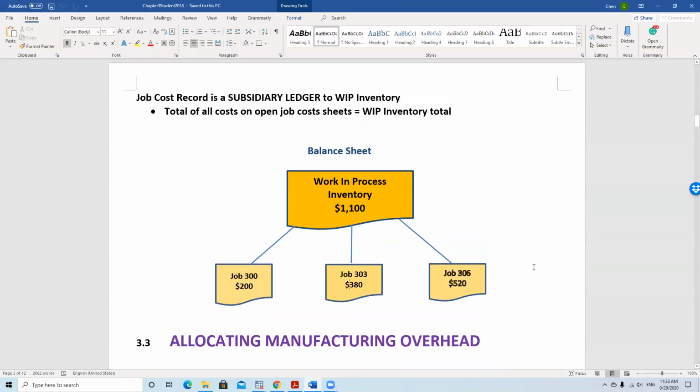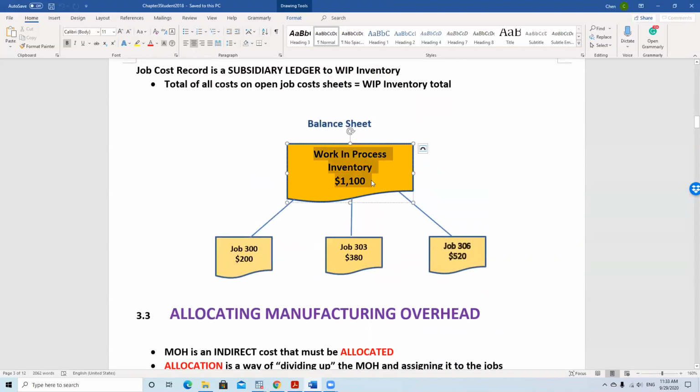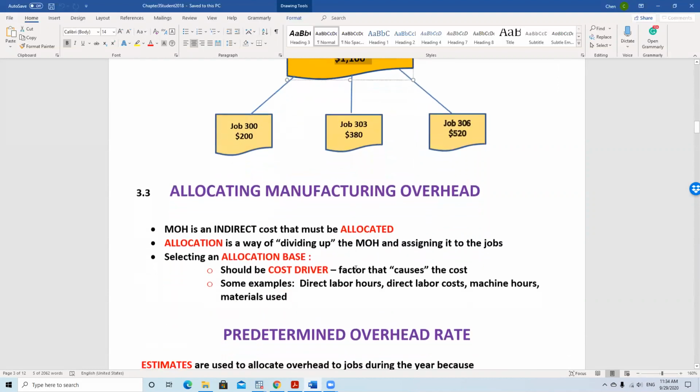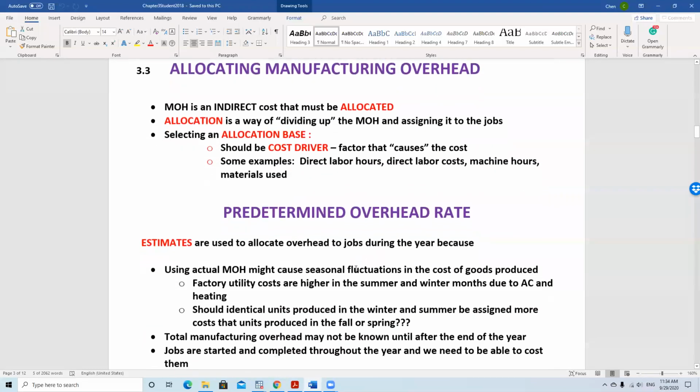Okay, and then you remember the 3 inventories for manufacturing firms? Yeah, let's go over this again and again. The first is raw material, and then if you add direct labor and overhead to raw material, then you're gonna have work in progress, and then work in progress will go to finished goods. Okay, finished goods. So the most important thing in chapter 3, which is the most challenging, is how to allocate manufacturing overhead.